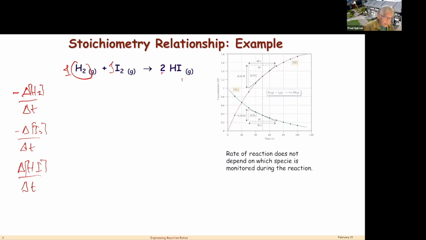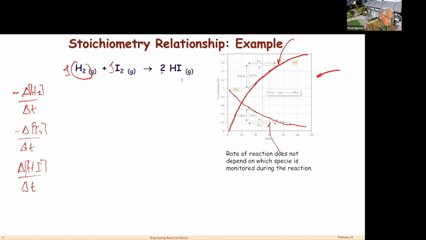The other thing I want to mention is to look at the graph. The graph, again, highlights the change in the concentration with time. You notice how HI is being produced twice as fast as H2 is being consumed. If you look at the slope at any point here and compare it to the slope at any point here, you're going to see it's a 2 to 1 ratio.